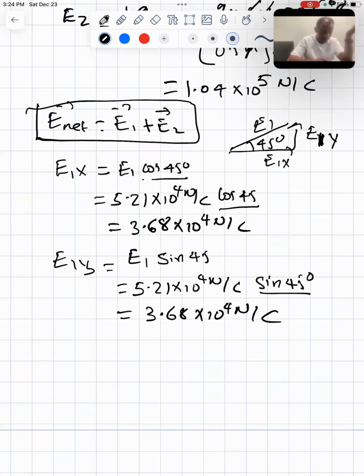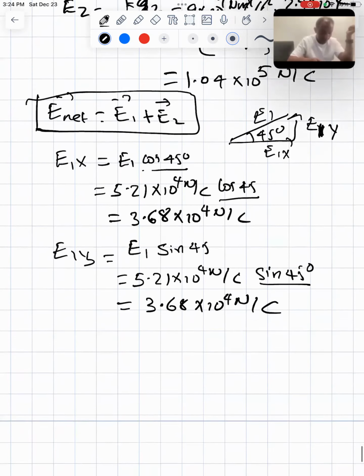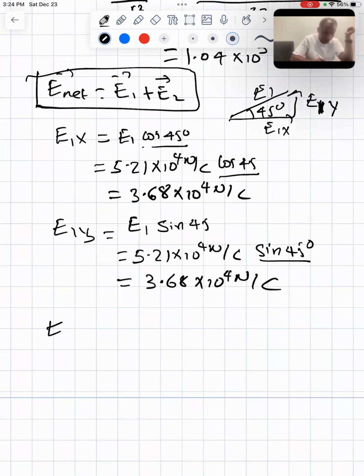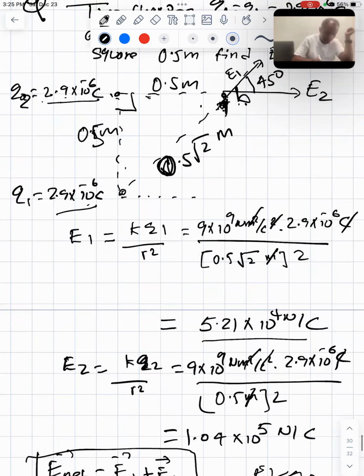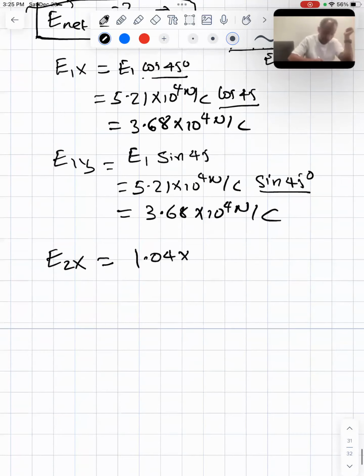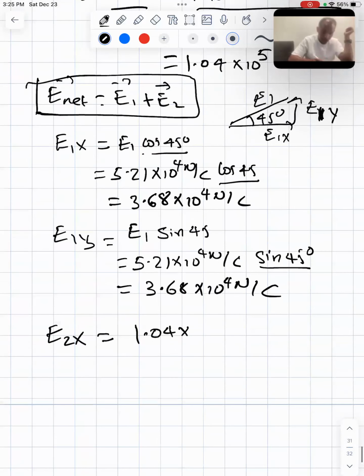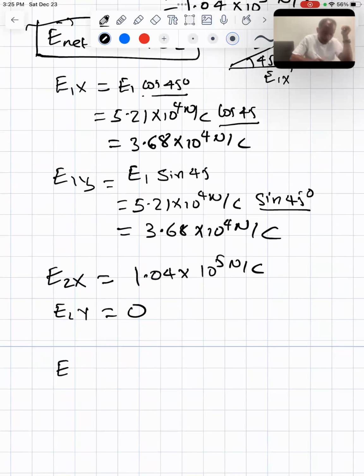Fortunately, the X and Y components are equal. But E2 has only an X component. Look, E2 has only an X component, so we don't care. That X component is already found, 1.04 times 10 raised to 5 Newton per Coulomb. And E2 doesn't have any Y component. So first, to add these vectors, you have to find the X and Y component of each vector, then add the X component of each vector together.